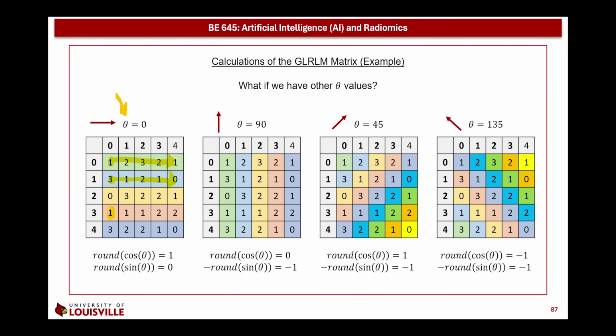So you will fill the table, as we are going to see after a bit, so that the value of the run here will be 3 and the value of the run here is 2, because 1 is repeated 3 times and 2 is repeated 2 times. And for theta equals 90, you will move in this direction. So if you are here, you will move in that direction to get all of the next pixels. And if theta equals 45, you will go in that direction. And if theta equals 135, you will go in that direction.